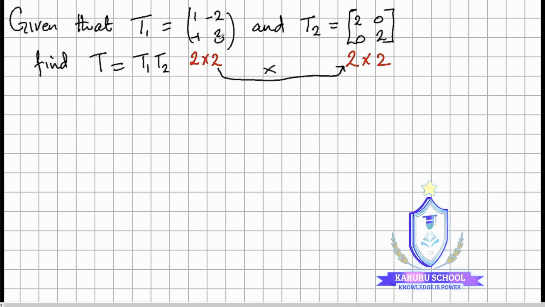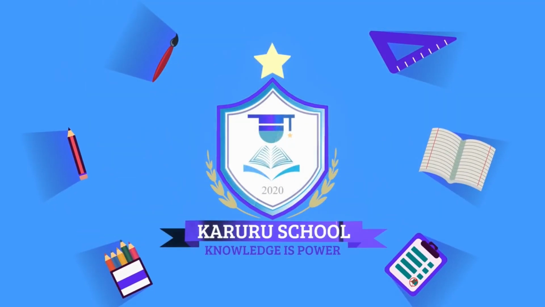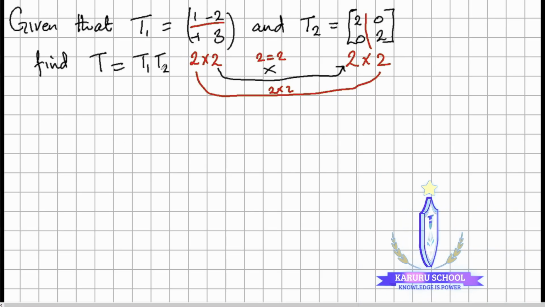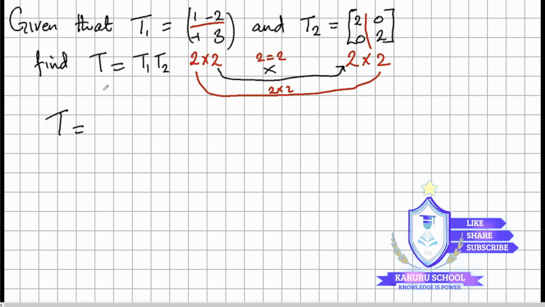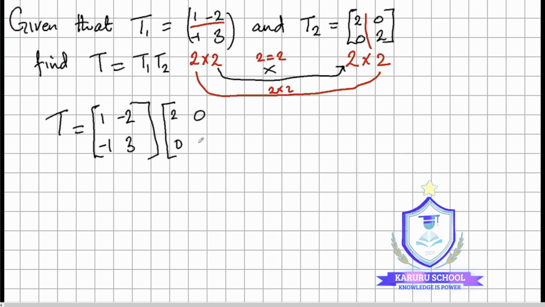And the way we multiply the matrices is by picking the rows and then multiplying by the columns of the second matrix. Then we envision that the resulting matrix will be of order 2 by 2, and if 2 equals 2, then these two can be multiplied together. Having said that, we know that T will be equal to, substituting the values of matrix T1, 1, -2, then -1, 3, and then multiplied by T2, we have 2, 0, then 0, 2.